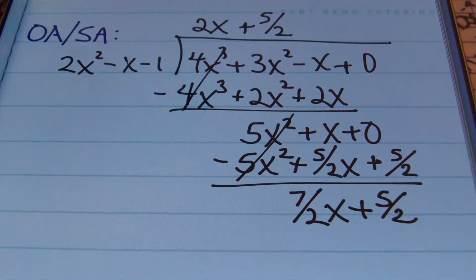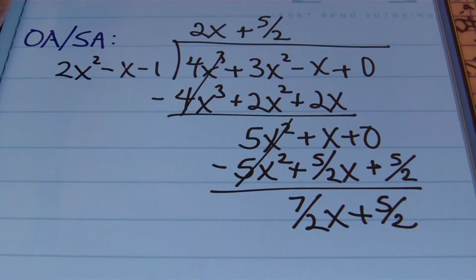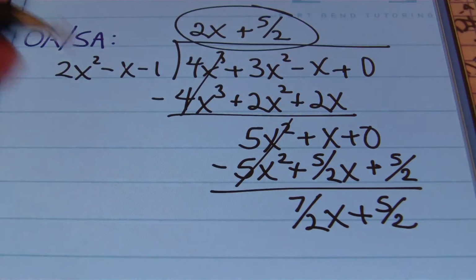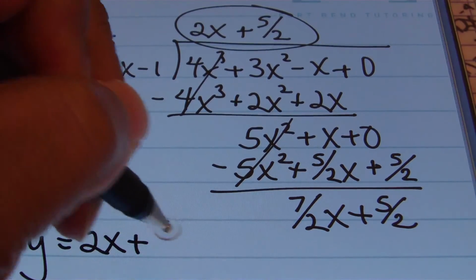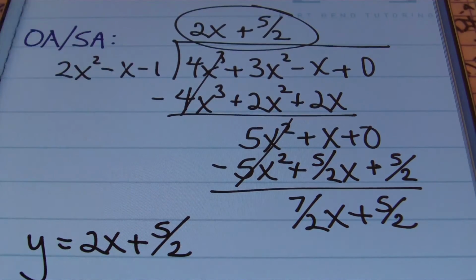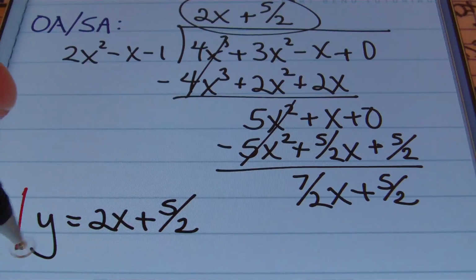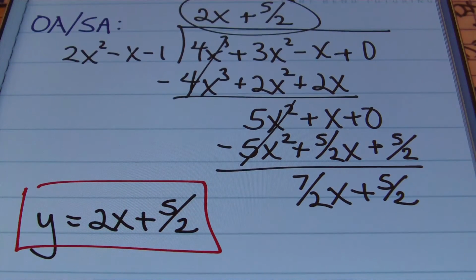Okay, so the linear equation that I'm looking at, this 2x plus 5 halves, is going to be my slant asymptote. So we'll write it as y equals 2x plus 5 halves. All right, and this is the slant asymptote. Red boxing it. Okay, let's go ahead and graph this.